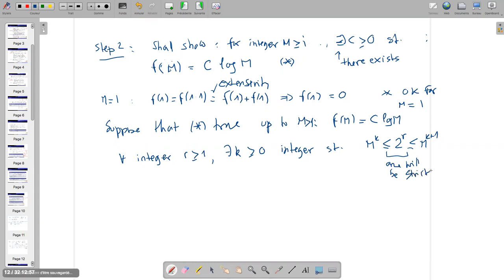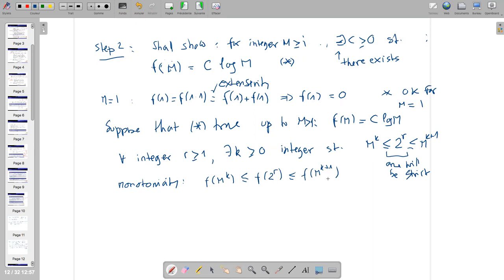Is it clear? Yeah. Okay. Now, I use the monotonicity postulate to say that f of m^k will be less than f of 2^r, less than f of m^(k+1).